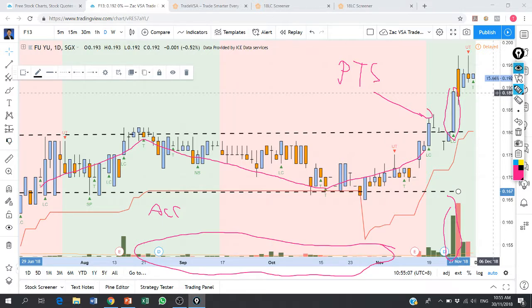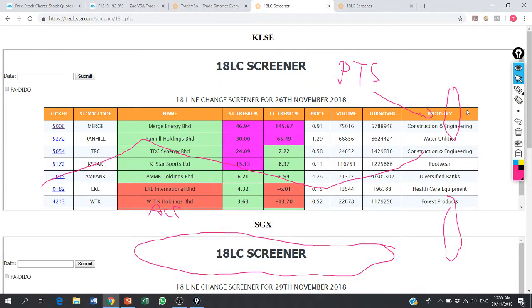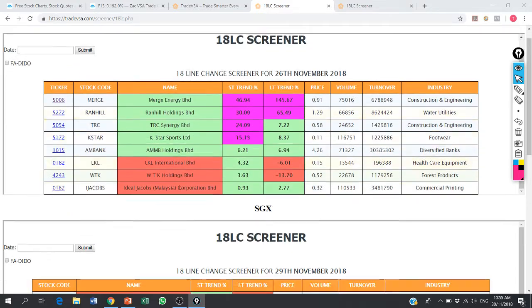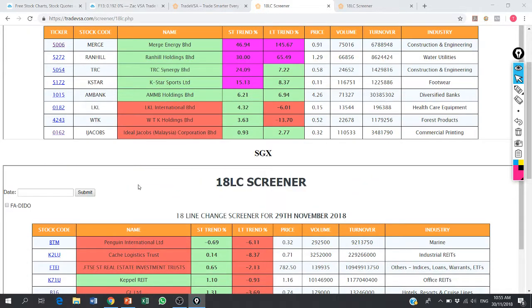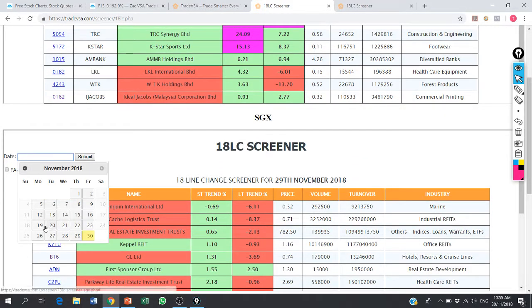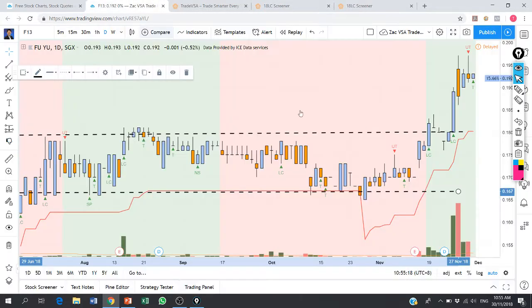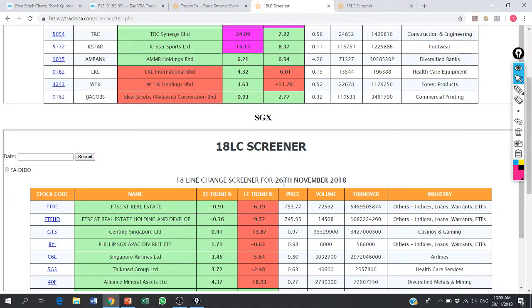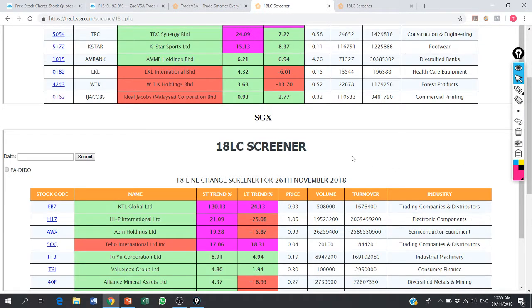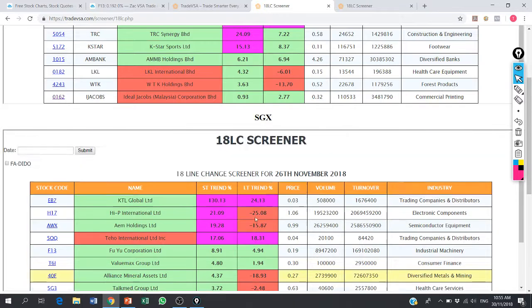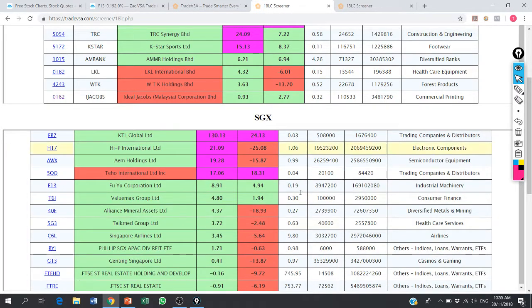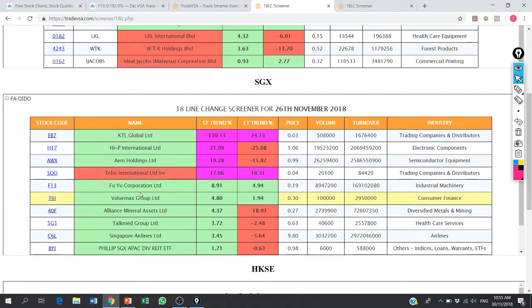Just to show you, this is the line change screener. You can come to this XGX tab, XGX table. Again, look for 26 November, because this appeared on 26 November. So go to our screeners and look for stocks. I actually found it for you in this 18 line change screener. I think it's currently still holding pretty well. A very good stock to monitor if you are trading in XGX.